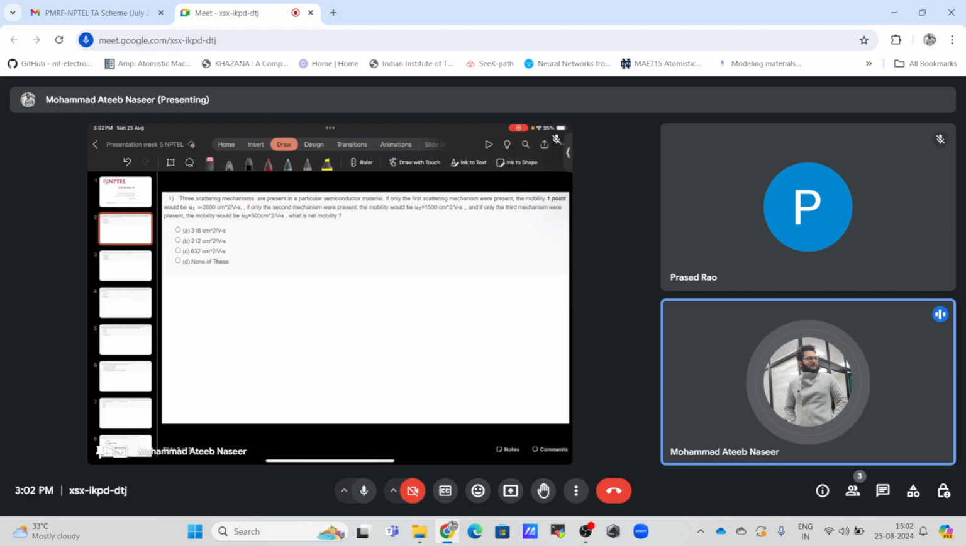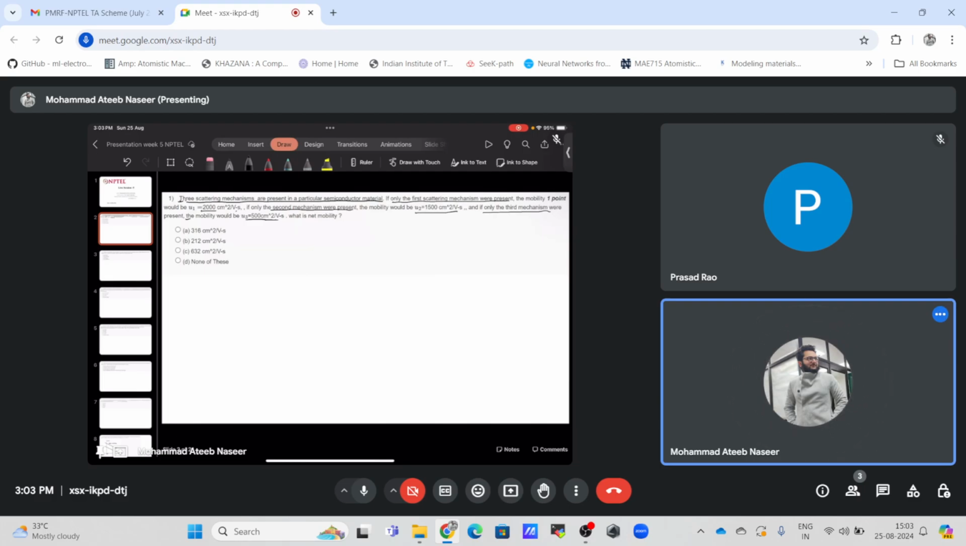So let's begin solving problem number 1. This is related to scattering. Here we have three scattering mechanisms present in a particular semiconductor, and we are given that if only the first scattering mechanism was present, then the mobility would have been 200 centimeter square per volt second, and if only the second mechanism was present, then the mobility would have been 1500 centimeter square per volt second. Similarly, if the third mechanism was present, then the mobility would have been just 500 centimeter square per volt second. We have been asked to find the net mobility.